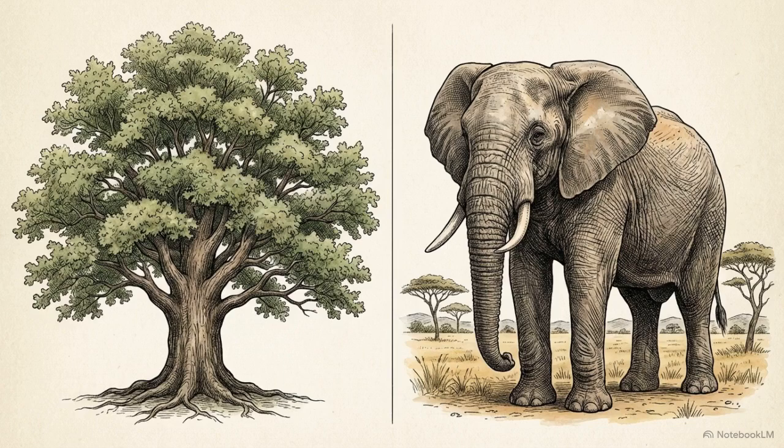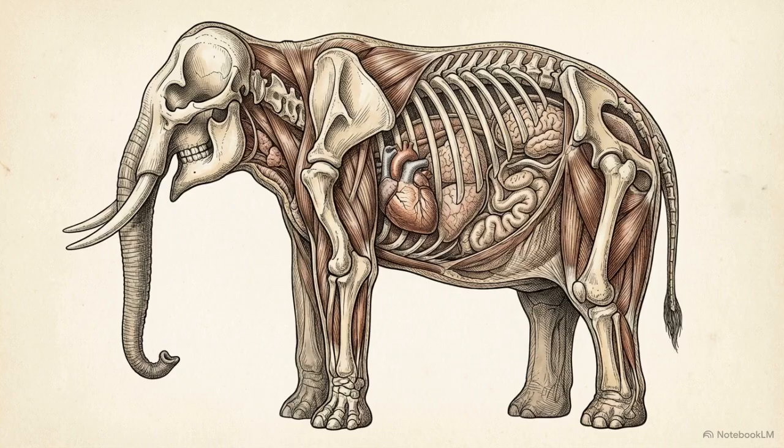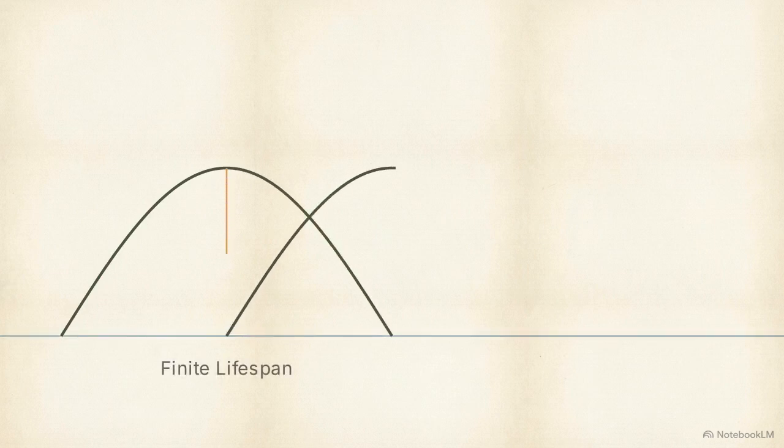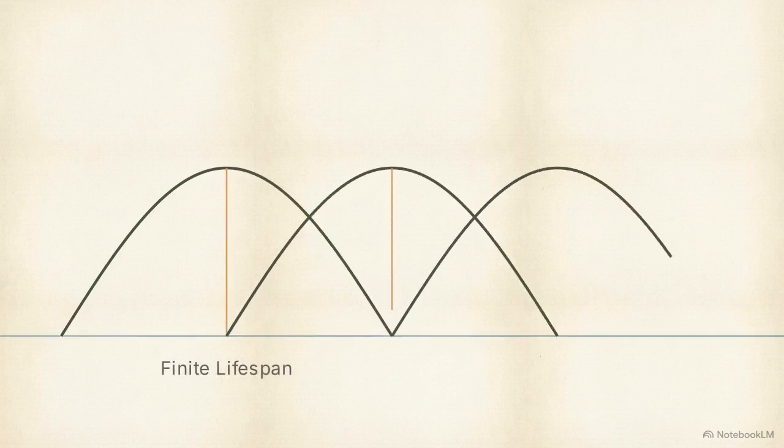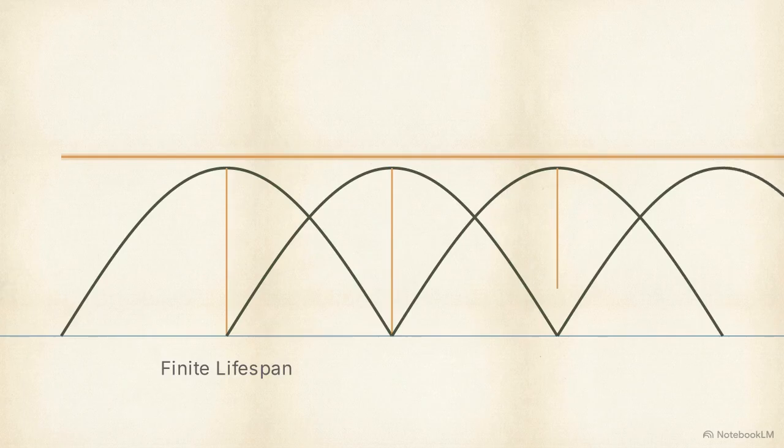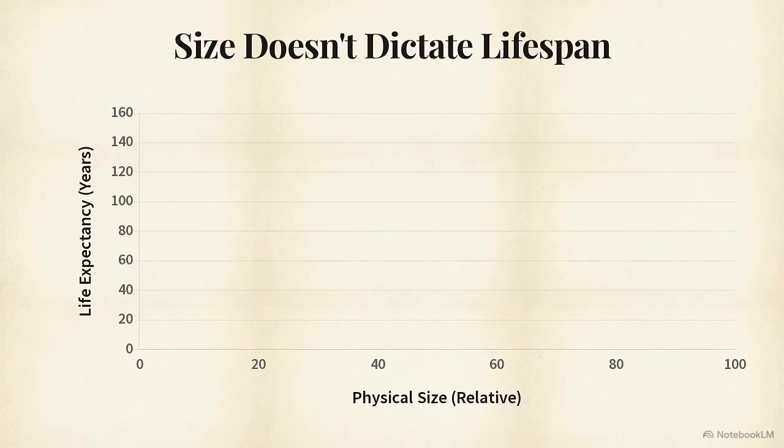Complex, multicellular life forms face a severe continuity problem. A mammal or a tree cannot simply split its body in half when its biological clock runs low. Because immortality is impossible at the organism level, life requires an active, overarching architecture to persist past a single generation. That architecture is reproduction. This scatterplot compares physical size against life expectancy.